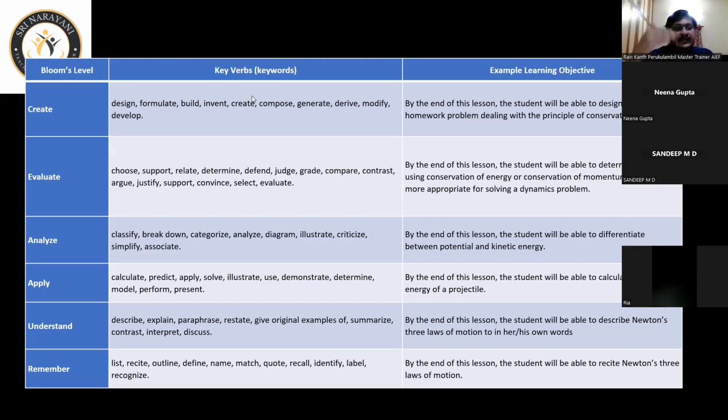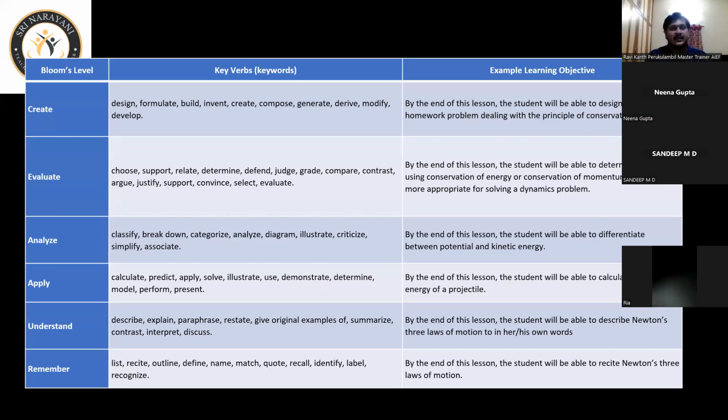In the analyzing level, by the end of this lesson, the student will be able to differentiate between potential and kinetic energy. Now, there are two types of energies that the teacher has taught the child. Now, the child is analyzing, understanding the differences between kinetic energy and potential energy. What are the differences between these two types of energies? The next level is evaluation, wherein the student will be able to determine whether using conservation of energy or conservation of momentum would be more appropriate for solving a dynamics problem.